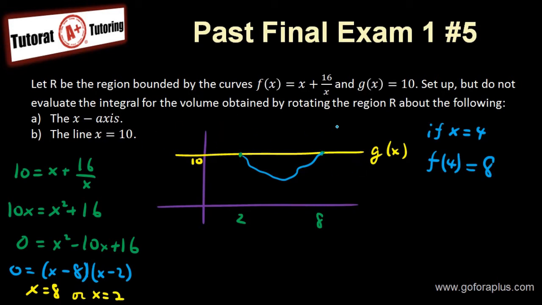Now you want to set up the region. The region is basically this. For question A, I want to rotate it about the x-axis. Question B is x equals 10, so you have a vertical axis. So how do we do this now?